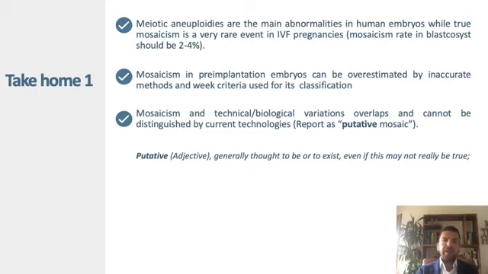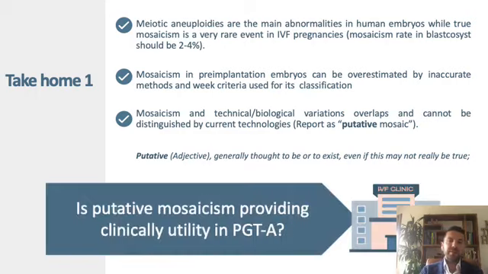So the next question that comes now is whether these mosaicism findings are providing any level of clinical utility for infertile patients in the context of PGT-A treatment cycles at the blastocyst stage.